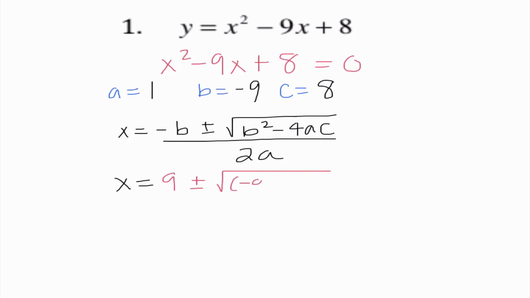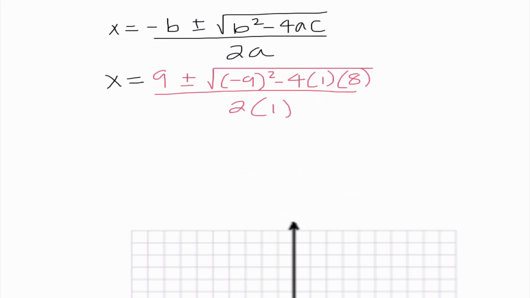Then I have negative 9 squared minus 4 times 1 times 8, over 2 times 1. So as soon as I determine what a, b, and c are, this simple part about the quadratic formula is just substituting in for those three variables. Now we're going to go ahead and actually evaluate this expression.